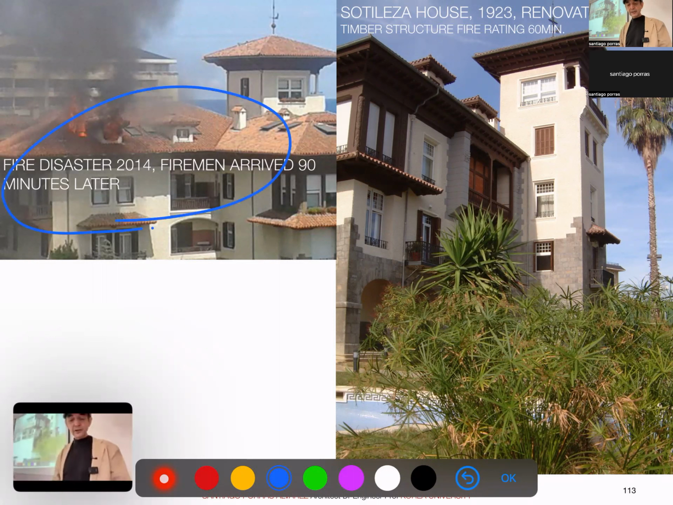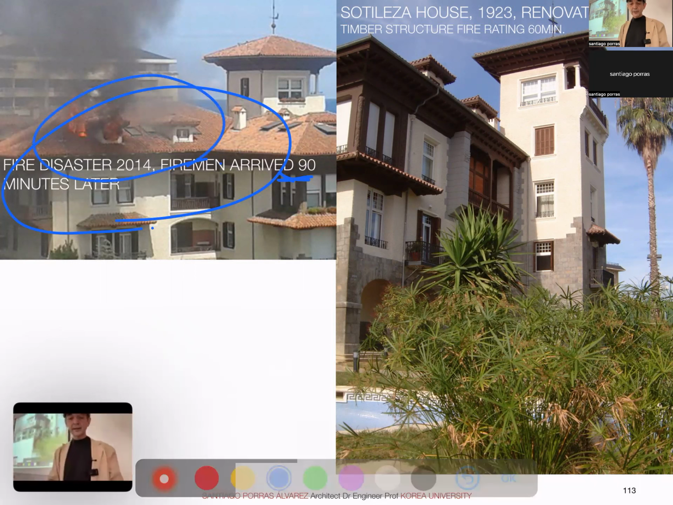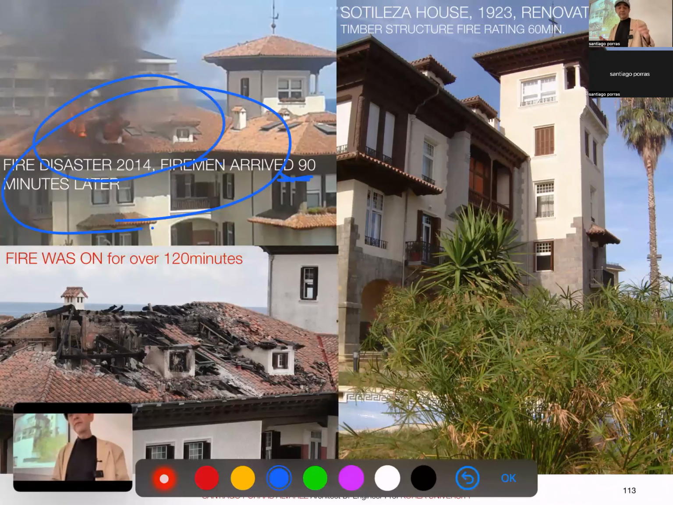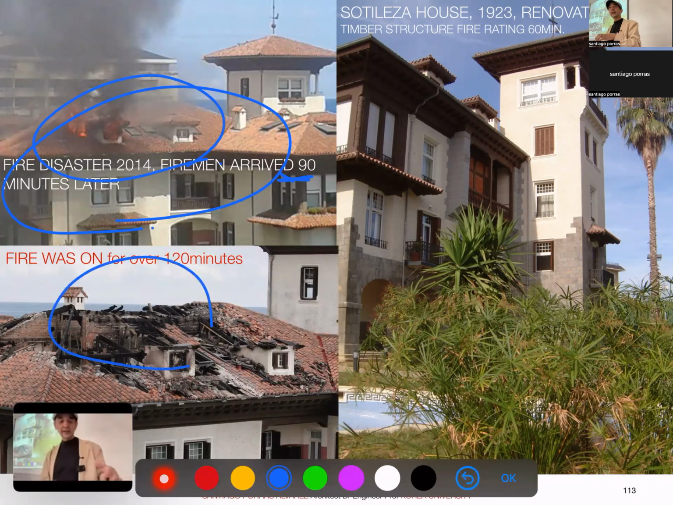Firemen took 1 hour and a half to arrive, right? The local firemen, it was summer, so they were in a traffic jam at the beach. The pump didn't work, so they called the main firemen 60 kilometers away. They came, and after that, it burned. But fortunately, the disaster was not so big, right?